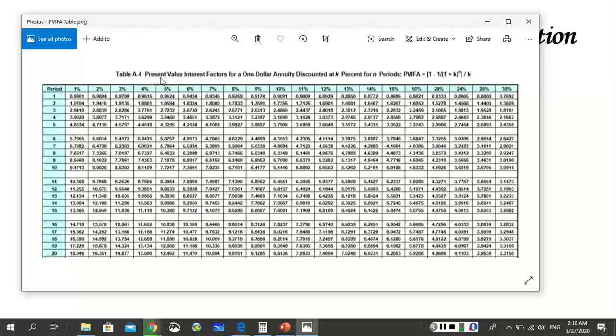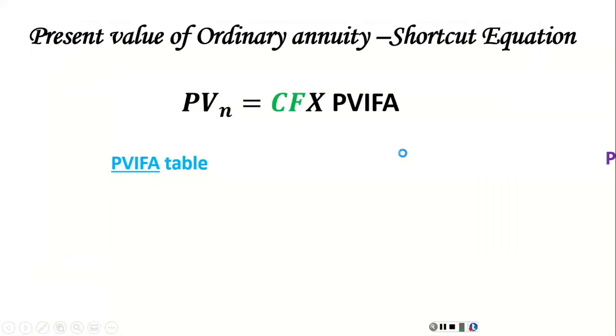This table is called the present value interest factors for $1 annuity discounted at a specific interest rate for a specific number of periods. The first column shows the number of periods, and the first row shows the interest rate applied. The second method is to calculate this factor mathematically by applying this equation: 1 minus 1 divided by 1 plus i to the power n, divided by i, which is the discount rate.